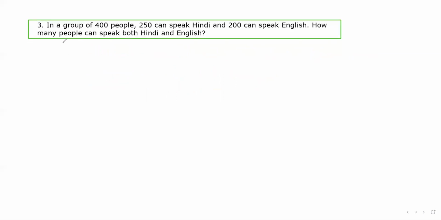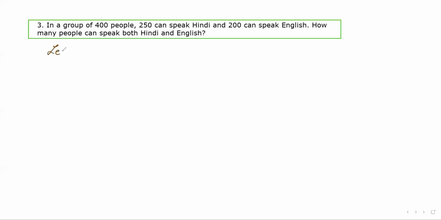Next, in a group of 400 people, 250 speak Hindi, 200 speak English. How many speak both Hindi and English? Now it's given to you that there is a group of 400 people, and amongst these people, there are only two languages, English and Hindi speaking people.